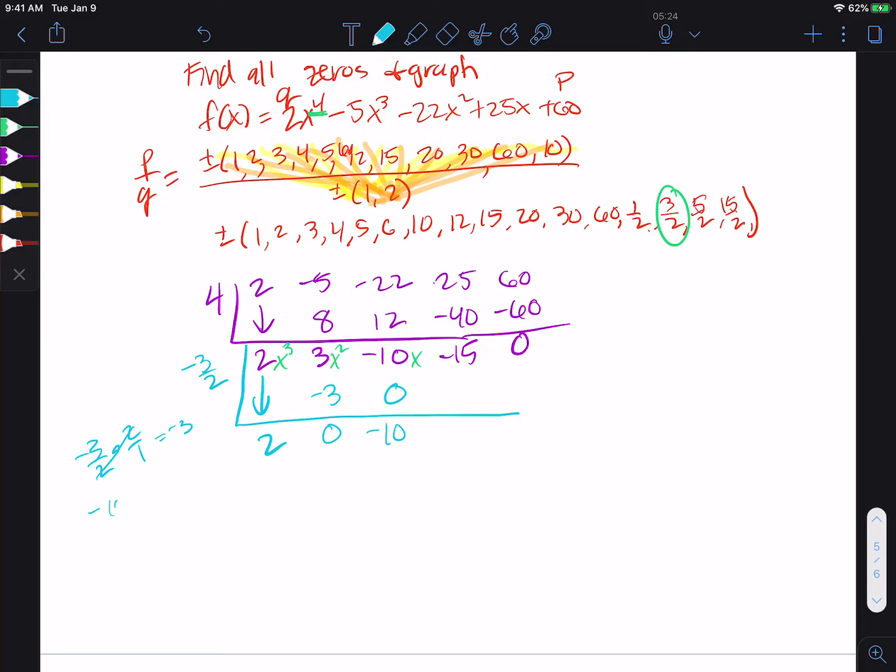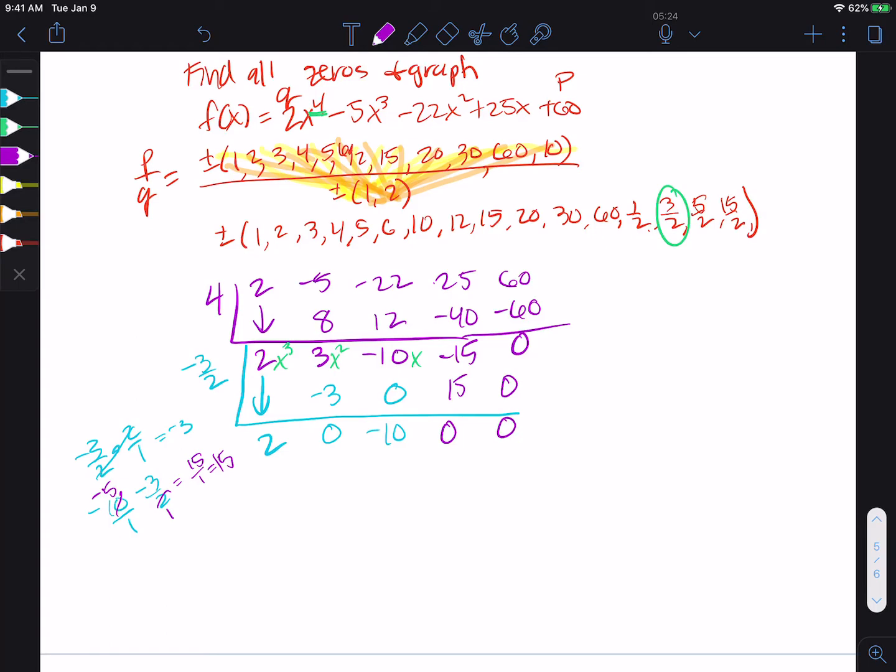Then I'm going to do negative 10 times negative 3 halves. So 10 is over 1. The 2 and the 10 can reduce. 2 goes into 10 5 times with a negative. 2 goes into 2 once. So I get positive 15 over 1, which is just 15. And then I add straight down, which is 0.